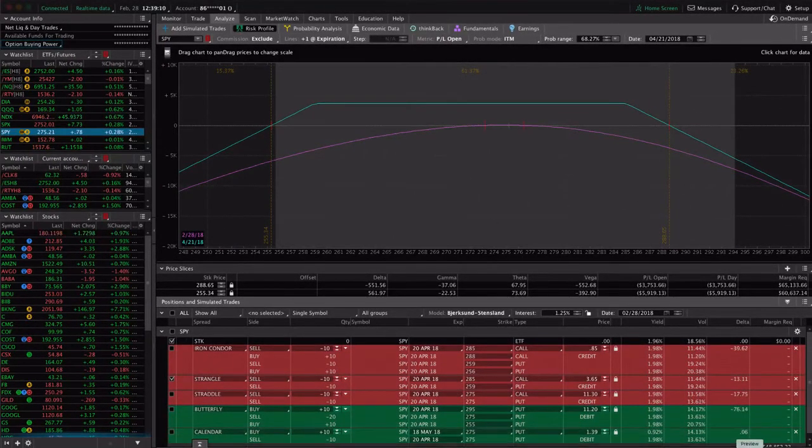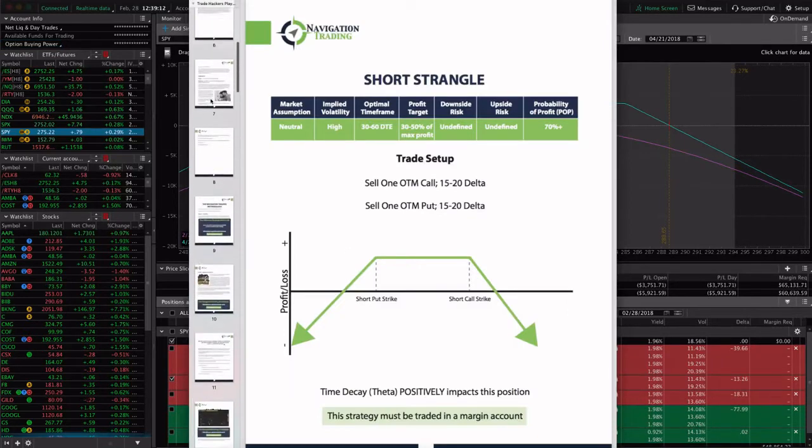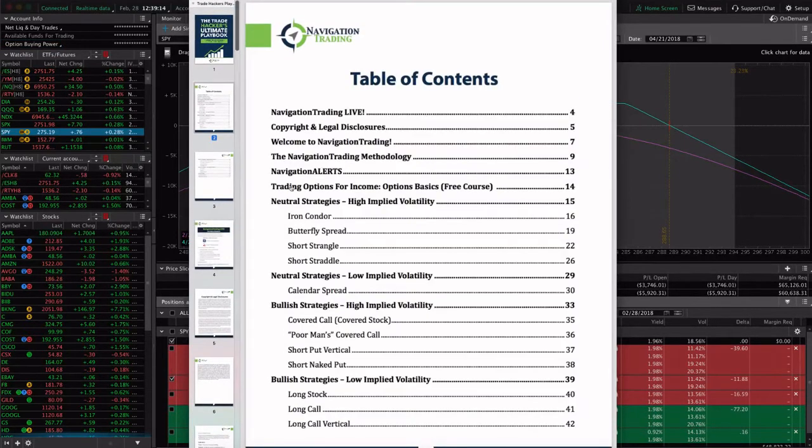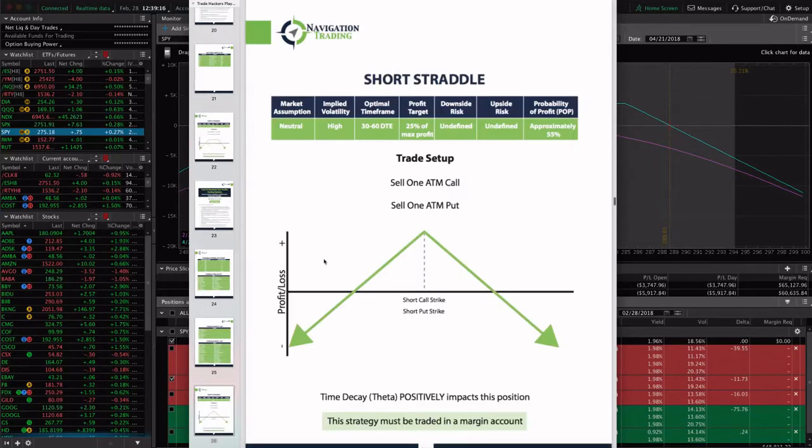Now let's bring our strategy ebook back up and take a look at the next strategy, which in this case, I want to look at short straddles. So straddles are very similar to strangles. Our market assumption is still neutral. We want to put these on when implied volatility is high. We still want to enter with 30 to 60 days to expiration.